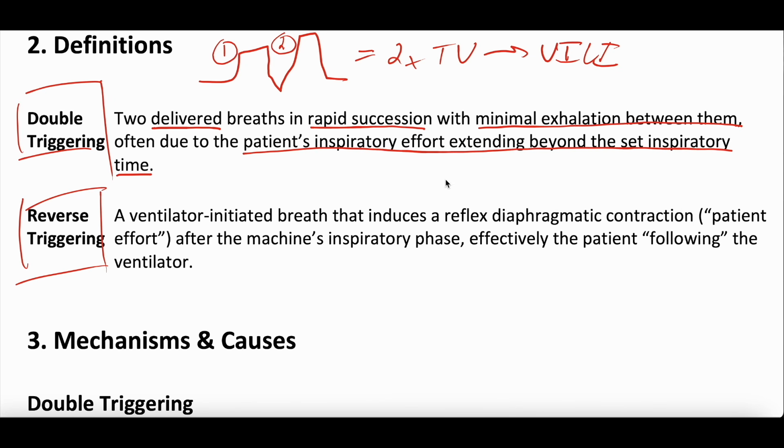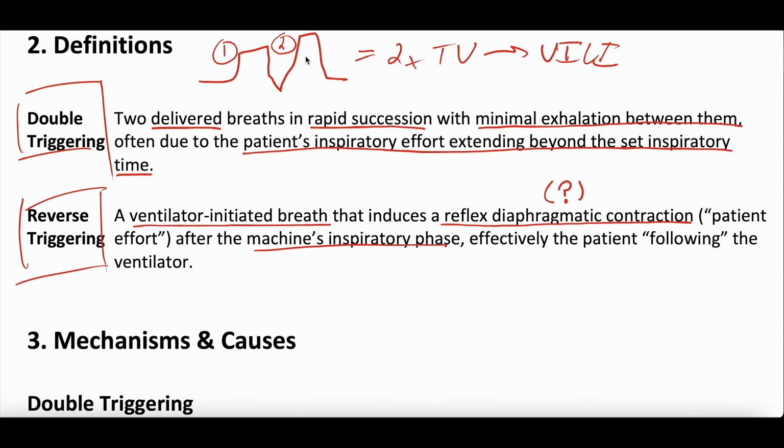Reverse triggering, on the other hand, can look similar, but is from a completely different cause. And this is the ventilator-initiated breath actually induces this diaphragmatic contraction, kind of this reflex. And to be frank, the exact mechanism here is somewhat unknown. This is most likely what is happening, but why and to who exactly that happens to is still very nebulous. Okay. After the ventilator gives that inspiratory breath, there's this diaphragmatic contraction reflex. And that then makes the ventilator think the patient is wanting to trigger another breath, and thus it gives another breath. So it looks similar.